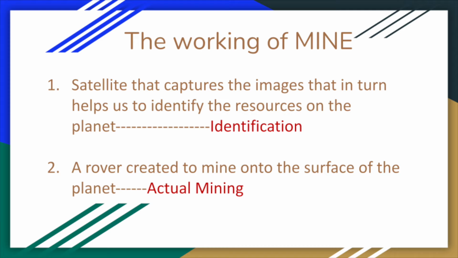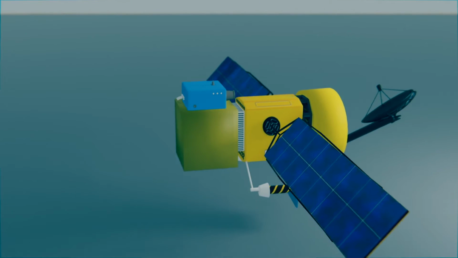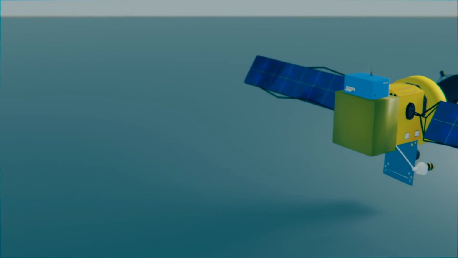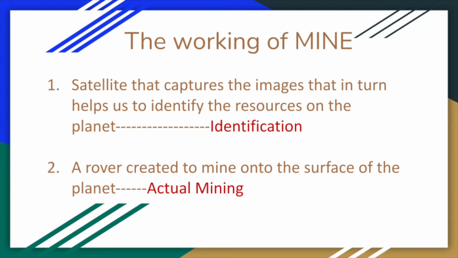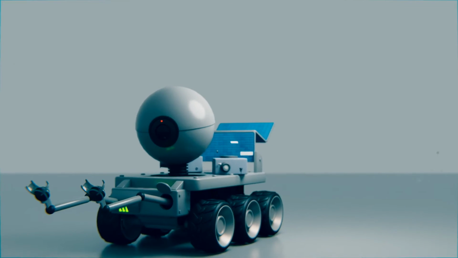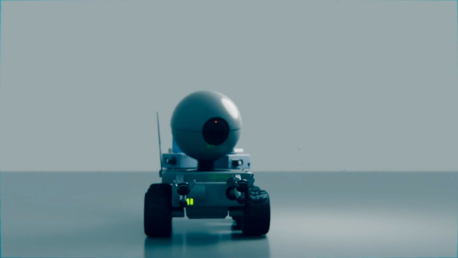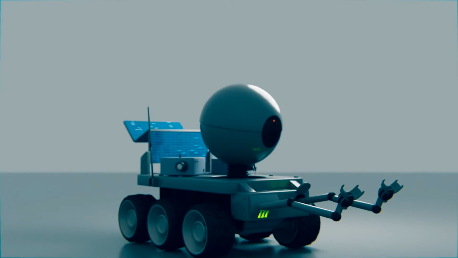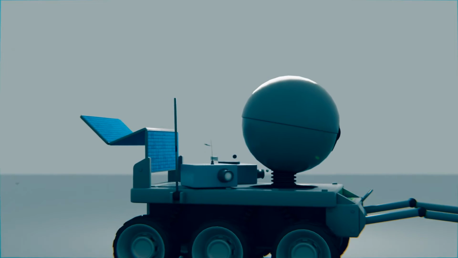So, how does mine work? It has two major components, the satellite and the rover. The satellite takes images of the asteroid or planet, which help us identify the resources present on the celestial body. If the satellite does find mineral deposits in abundance, a rover is sent to the surface, which mines and collects samples.